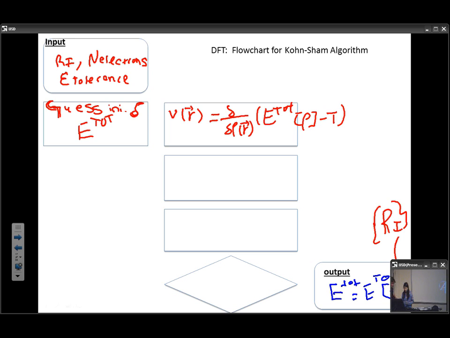Excellent. Will you please help me make arrows between them? So from input we go to guess, a little arrow here. Then from guess we go to this one. Okay, thank you very much.